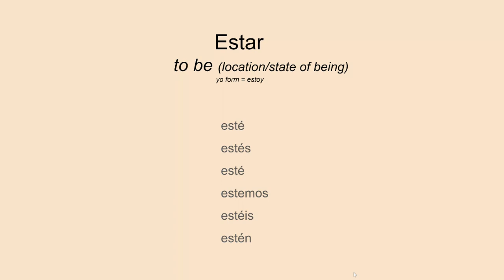Estar, to be, for locations and states of being. The yo form is usually estoy. Esté, estés, esté, estemos, estéis, estén.